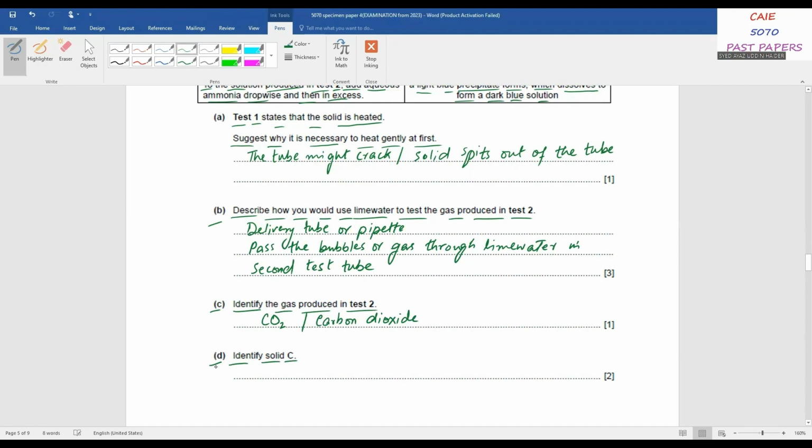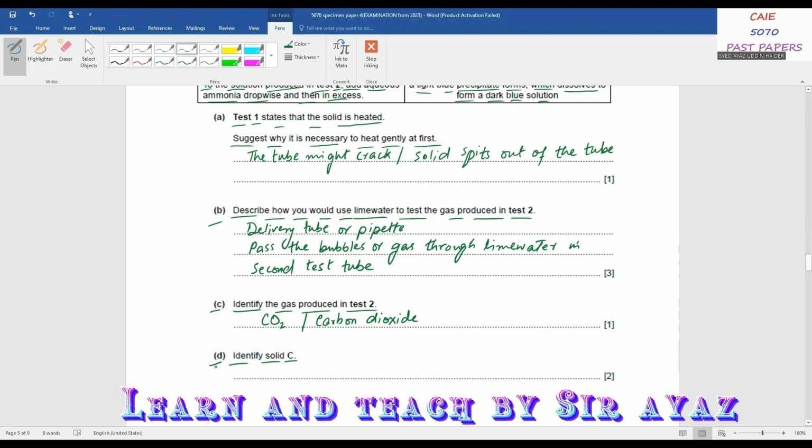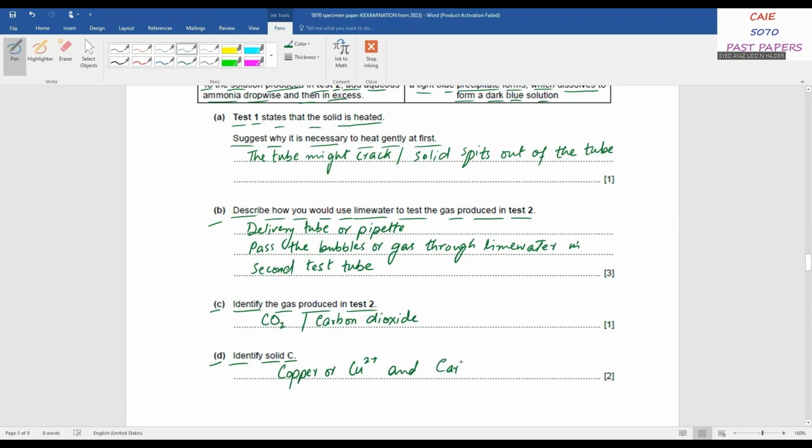Now they are asking about the identity of solid C in part D. It's very easy. It must contain copper or Cu2+, copper or Cu 2+, both are correct, and carbonate or CO3 2-. You can even write copper carbonate.